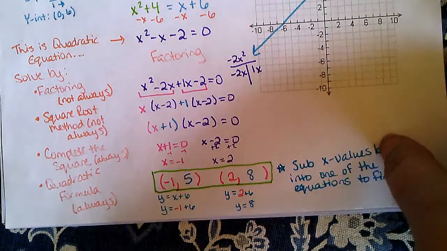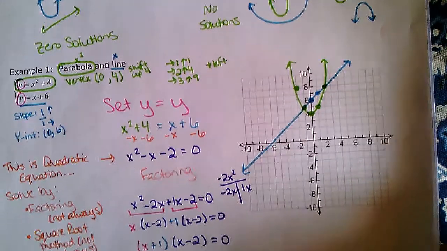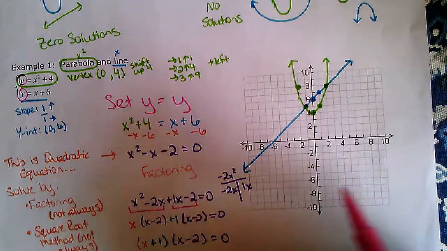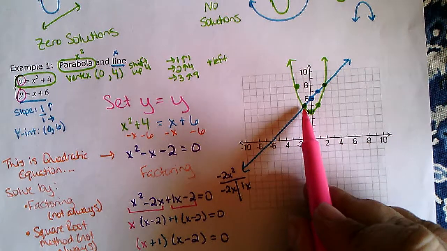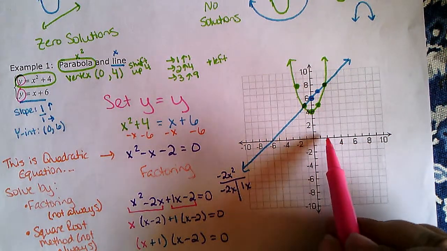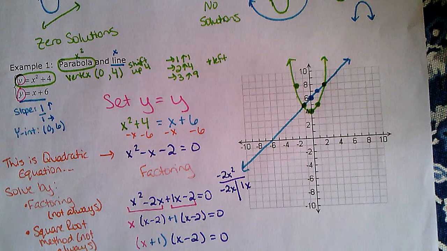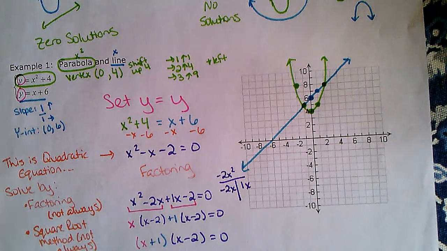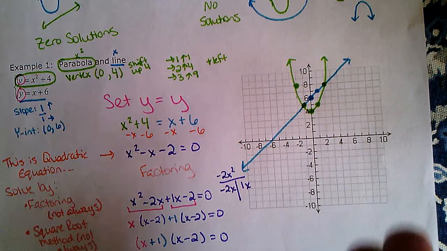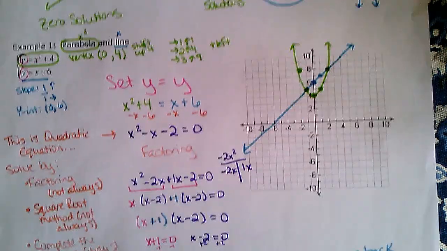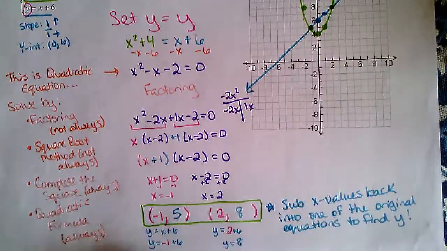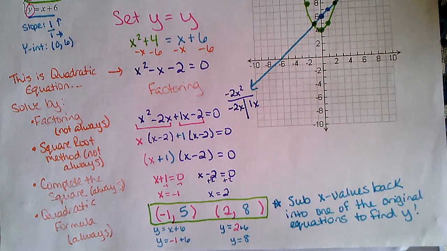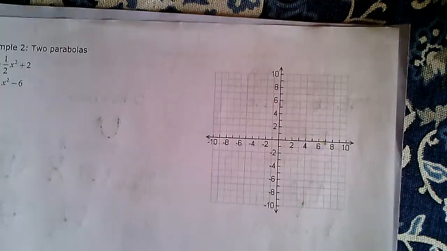So let's double check. Did my graph support that? Did my math support my graph? So negative 1, 5, yeah, and 2, 8. So did my math support where my graph is saying that those intersect? Yes, it did. So we've got our graph backed up by our algebra, and so we can safely say that these two are the answers. Okay, flip it over. Let's try a couple more.